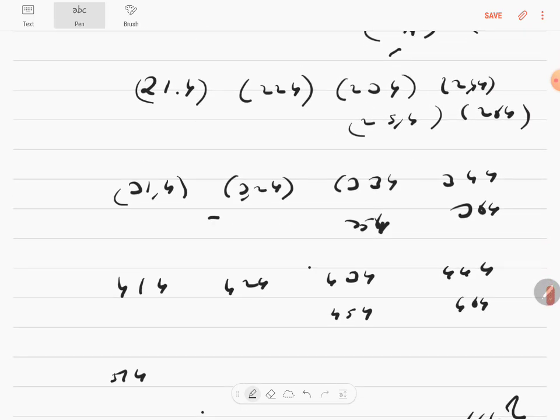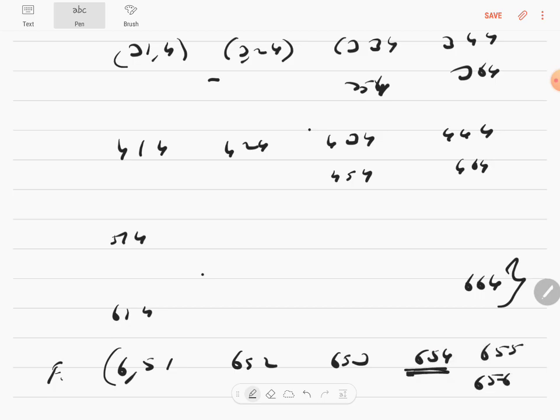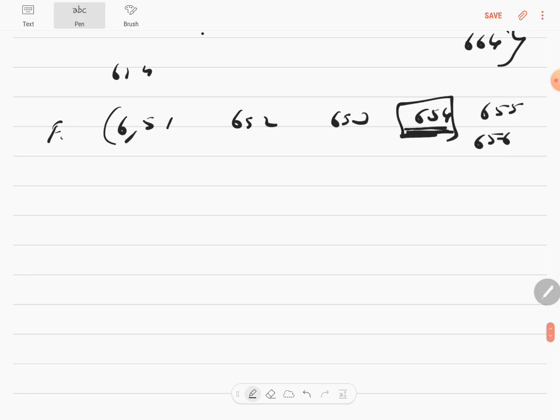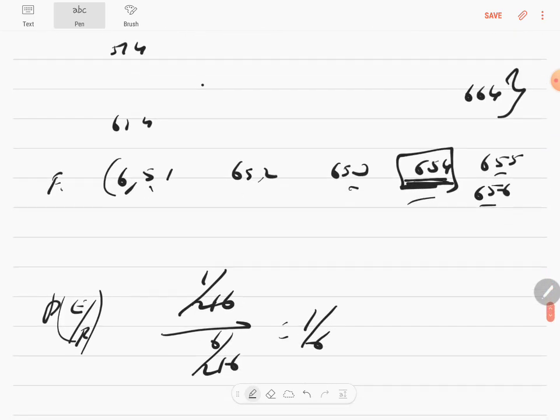Next, let's go to F. 6 and 5 appear respectively on the first two tosses. F is 6 and 5. So it will be 6, 5, 1, 6, 5, 2, 6, 5, 3, 6, 5, 4, 6, 5, 5, 6, 5, 6. And what will be intersecting is only this, because in all of these the last digit is 4. So you need not have written everything. Only 1 will be intersecting. So 1 out of 216 by 6 out of 216. Therefore, 1 by 6 will be P of E given F. You don't have to list it. When you read this, you really understand.